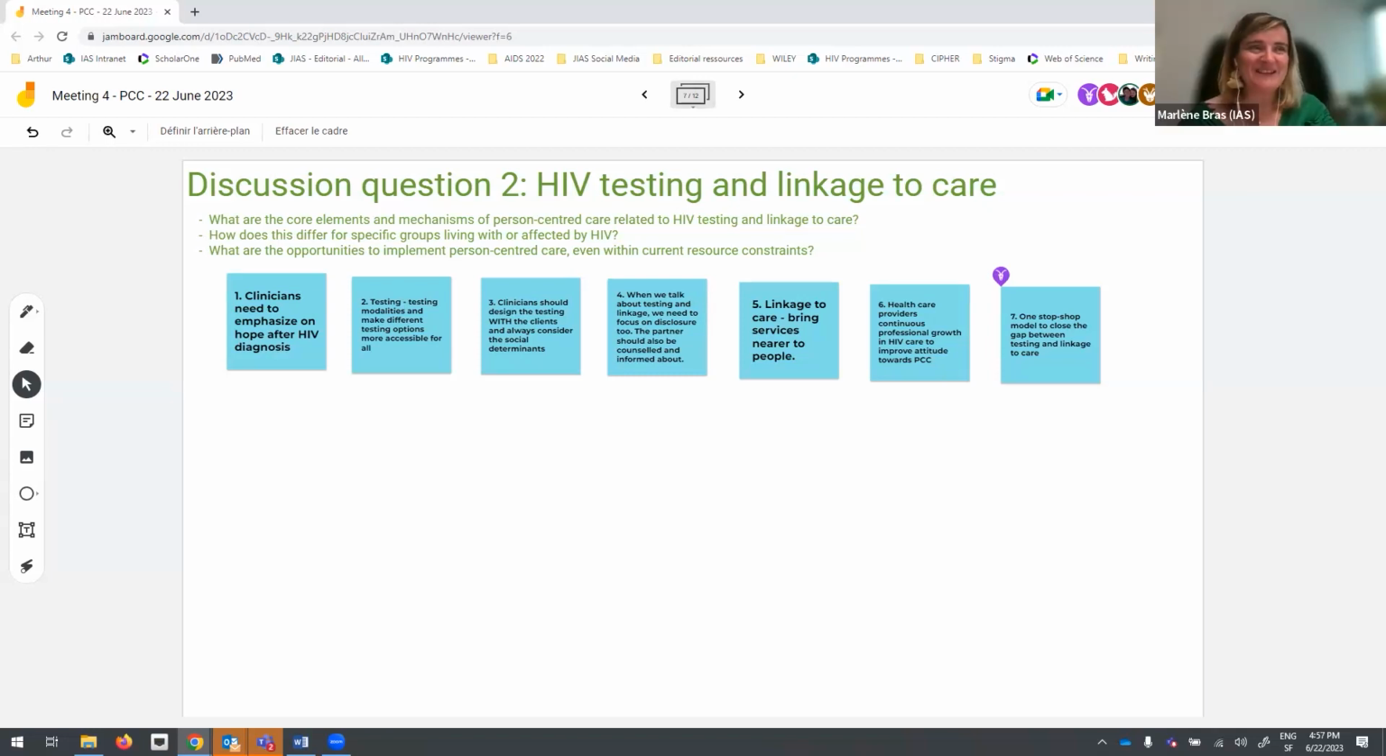Thanks so much, Rod. The third group was focusing on treatment and integrated healthcare needs. And Lisa, I think you are the rapporteur for this one.